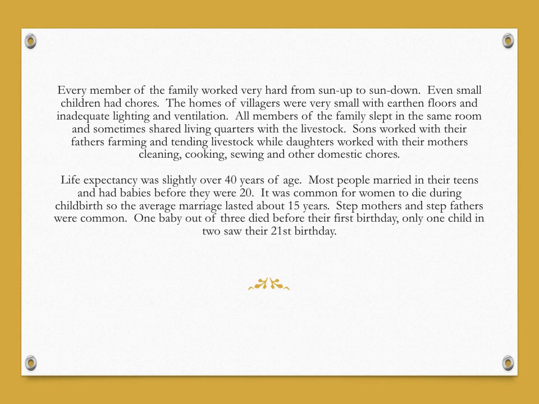The homes of villagers were very small, with earthen floors and inadequate lighting and ventilation. All members of the family slept in the same room and sometimes shared living quarters with the livestock. Sons worked with their fathers farming and tending livestock, while daughters worked with their mothers cleaning, cooking, sewing, and other domestic chores. Life expectancy was slightly over 40 years of age.